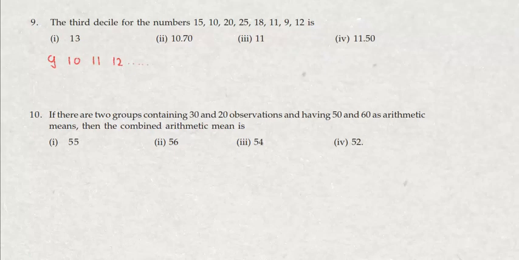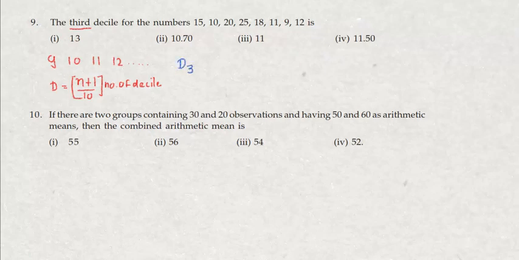Since I am asked here to find out the third decile only, I think I will get my answer within these 4 observations, because a third decile is nothing but a 30% part of the total observation set. Now the formula to find out deciles is (n plus 1) divided by 10 into the number of deciles. So we can apply this formula here like this.